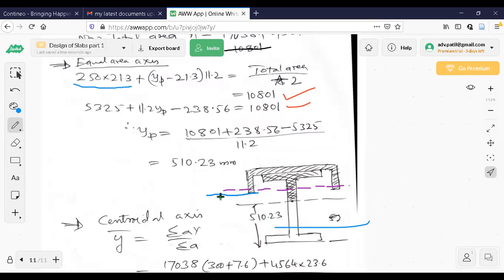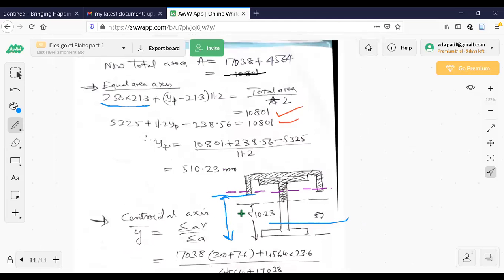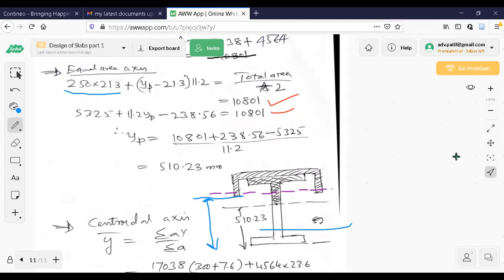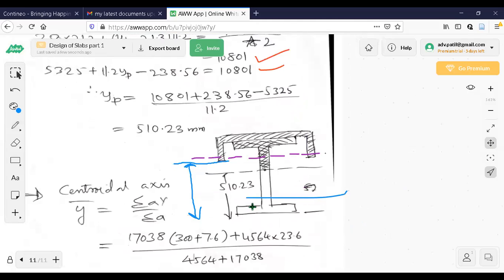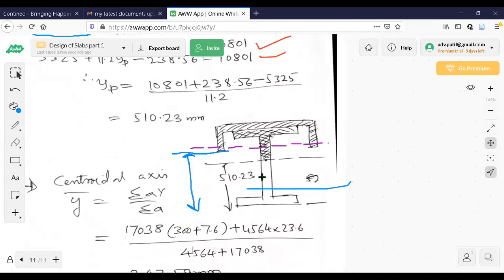How much is this? This has to be more now. If this calculation is more, then only I can say it is below. How to decide this? Total you calculate, minus the flange width of the channel section. What I'm trying to tell you is sometimes the equal area axis goes like this. That has to be clearly checked.